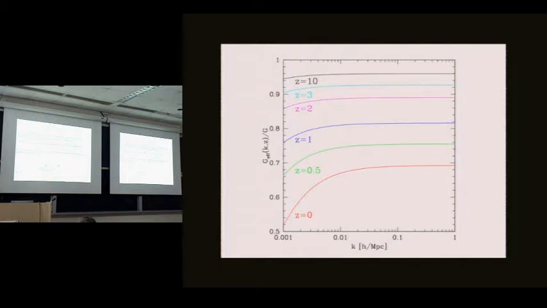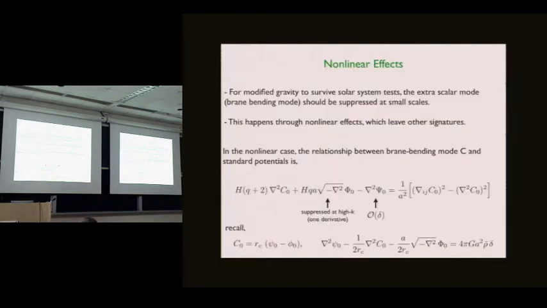So what happens when you include nonlinear effects? If this extra scalar was present all the way up to small scales, this theory would be in complete conflict with solar system tests. And so the way this theory and a class of theories evade these solar system constraints is through nonlinear effects, which suppress the scalar mode at small scales.